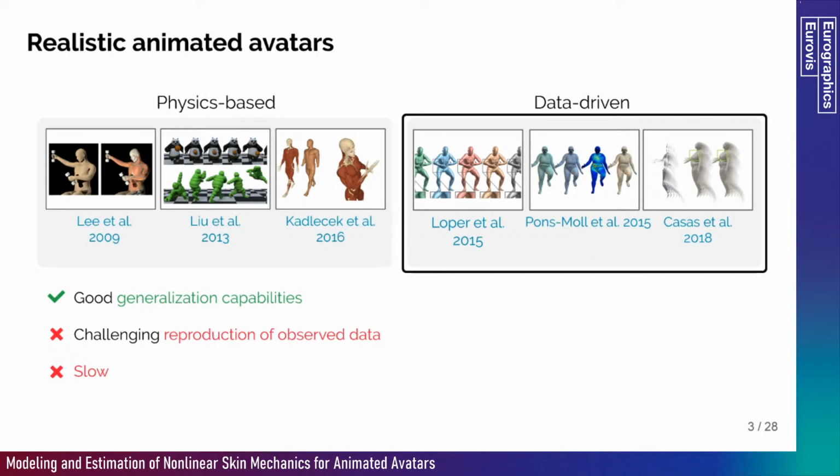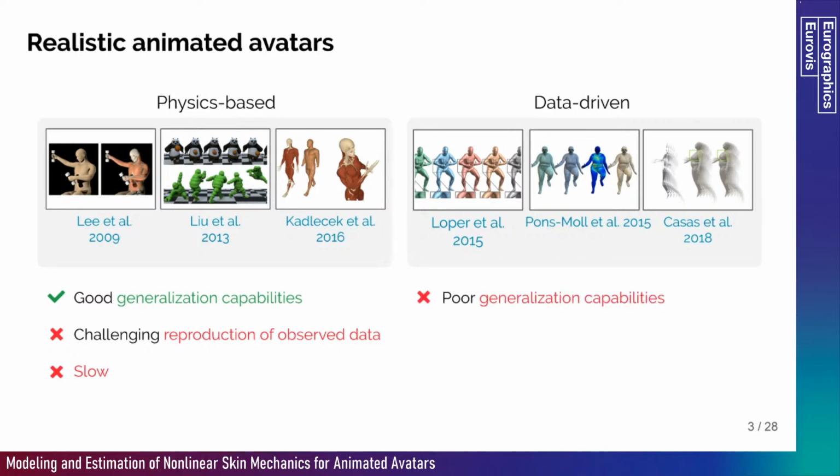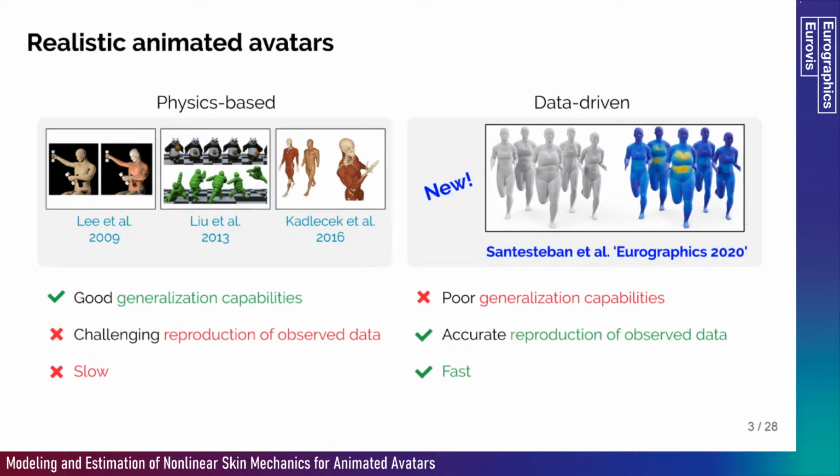Data-driven methods, instead, are constructed directly from real soft tissue deformation data, being free of any physical constraint. The main disadvantage of these approaches is their poor generalization capabilities, complicating the reproduction of unseen deformations and external interactions. However, as a key feature, observed deformations can be accurately reproduced. And due to the low computational cost, fast real-time responses can be achieved. A novel example of a data-driven model is introduced by Santesteban et al., whose work is also being presented at this Eurographics conference.